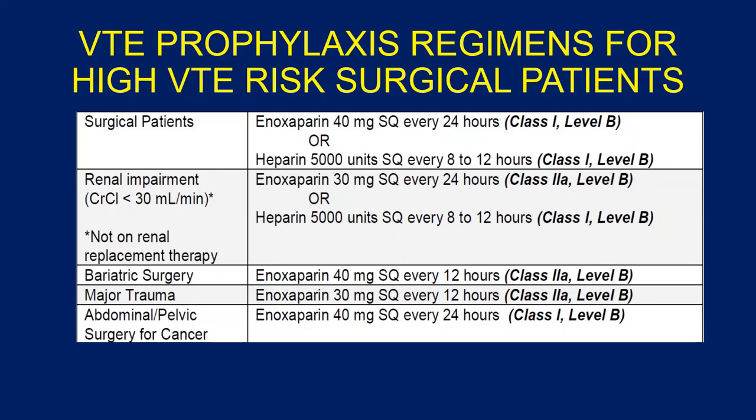If the BMI is greater than 40, you're going to use 40 milligrams of enoxaparin every 12 hours for VTE prophylaxis. If a patient has had major trauma, it's going to be enoxaparin, 30 milligrams sub-Q every 12 hours, and that's a class 2A level of evidence. And then if they have abdominal pelvic surgery for cancer, it's going to be 40 mg every 24 hours, and that's a class 1 level.